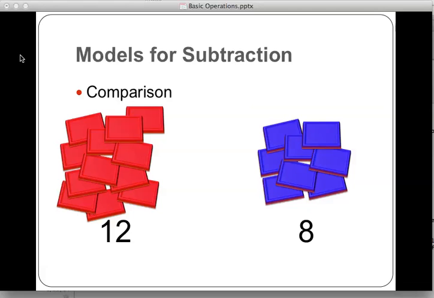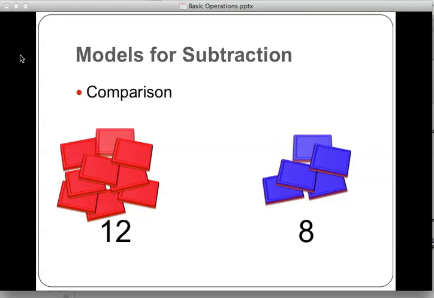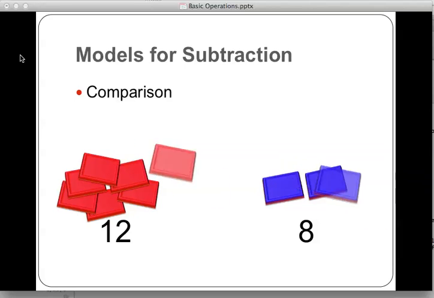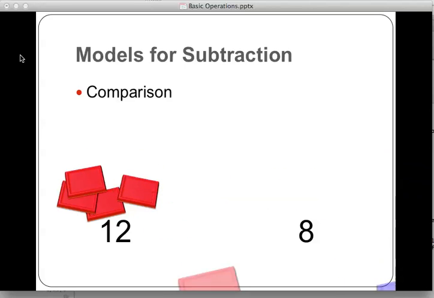One group has 12, one group has 8. What's the difference? In the real world, with concrete objects, we could compare them by crossing out, taking away, moving off to the side, putting X's on, whatever it might be. But there's not true takeaway. We're comparing the size of two groups. The problem that results is 12 minus 8, but it's not takeaway and it's not missing addend.